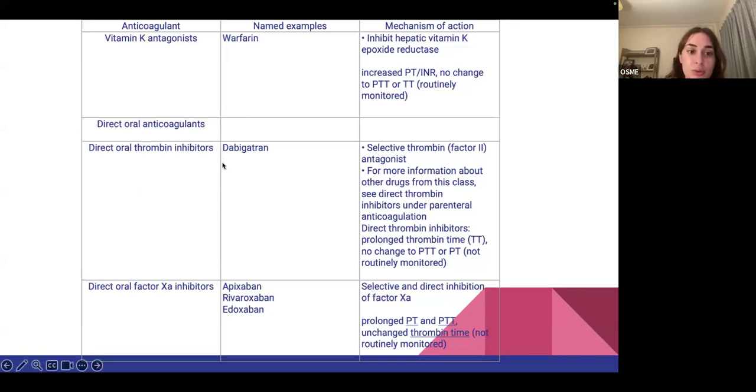And then you've got the direct oral thrombin inhibitors, which is dabigatran. They will prolong the thrombin time and they don't really change PT, and it's not routinely monitored. The ones to remember are the direct 10A inhibitors: apixaban, rivaroxaban, edoxaban. The way I remembered it is that all the ones ending in ban are direct 10A inhibitors, and dabigatran isn't really used as often clinically. The thing to remember is that they prolong both prothrombin time and APTT.